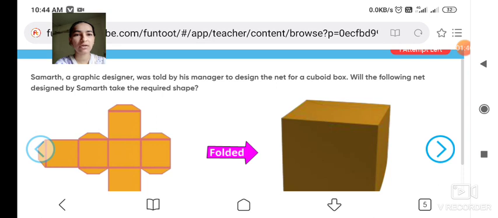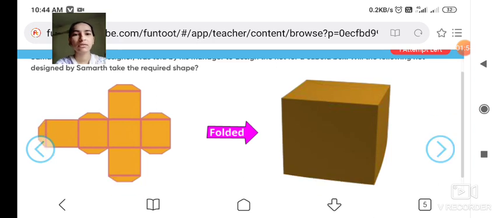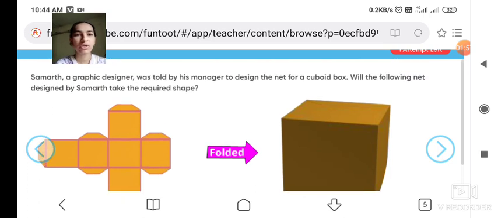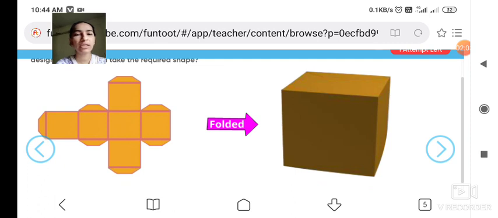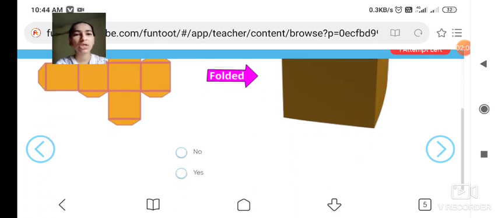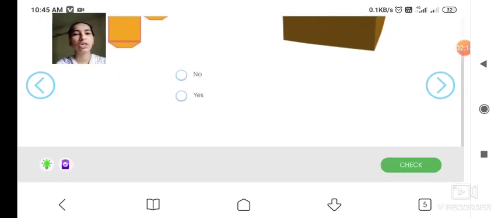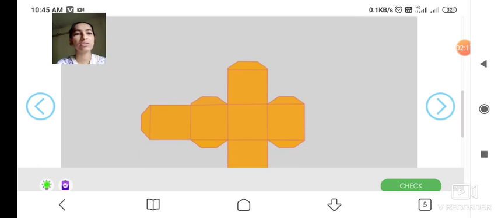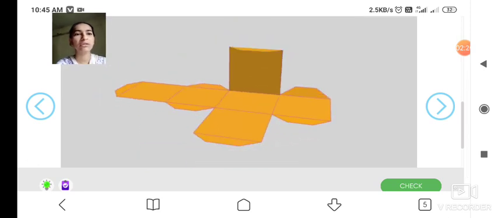Samarth, a graphic designer, was told by his manager to design the net for a cuboid box. He has made a net of a cuboid box with the following net, and with the help of this he folded it and made the cuboid. We have to check whether this net is correct or not. That means our answer will be yes or no.